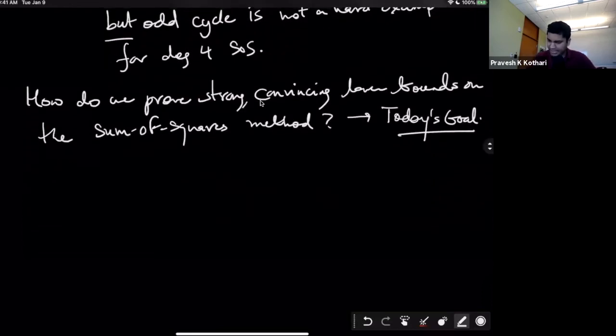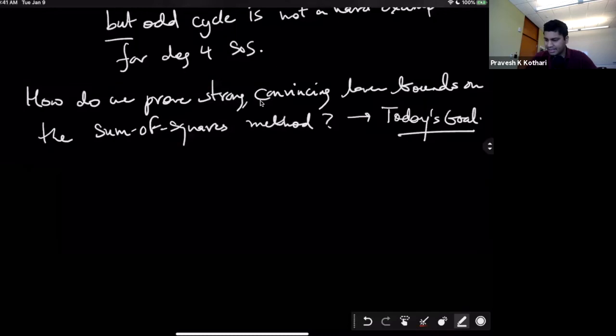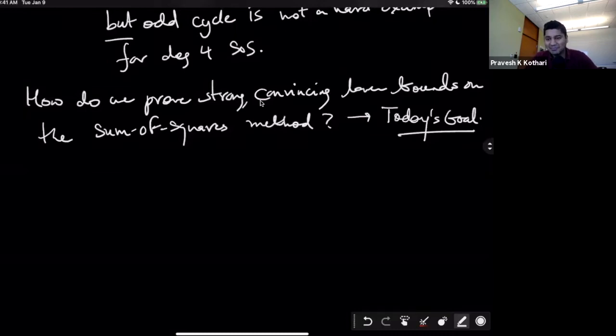So our goal today is to prove strong lower bounds on sum of squares. And as I promised, in fact, we'll end up showing that some problems are exponentially hard, which is not that much of a surprise. Perhaps somewhat of a disappointment that we will not be able to prove P equals NP using sum of squares, but maybe that should not have been our goal anyway.